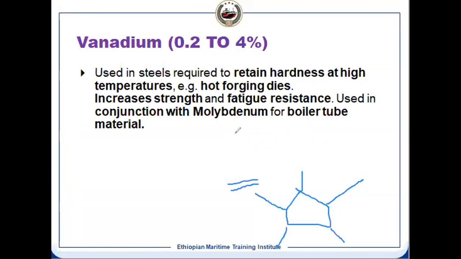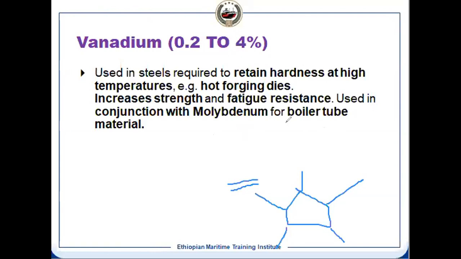We use this element. Once we use this element, then what will happen? The hardness at high temperature improves, because the melting point of vanadium is very high. So we use this vanadium to increase the hardness, to retain the hardness at high temperature. So it increases the strength also, and fatigue resistance also it gives.